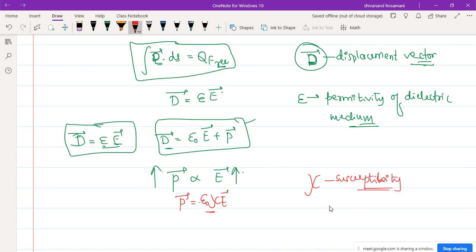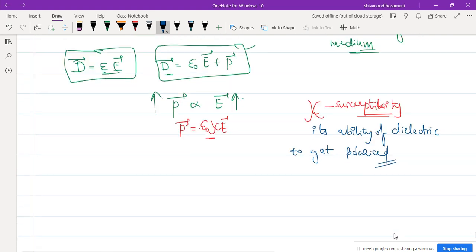Susceptibility is nothing but the ability of the dielectric to get polarized. So that is defined as the susceptibility.